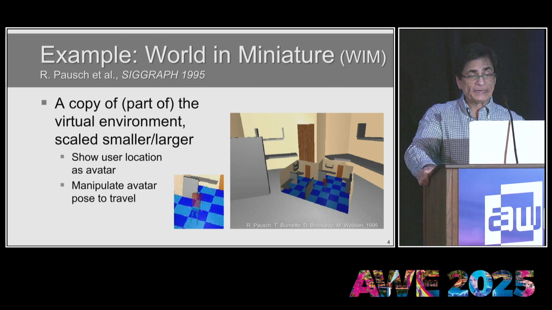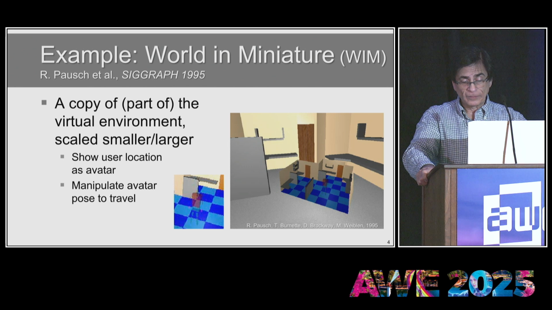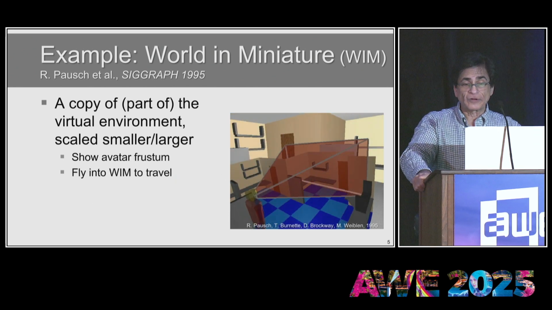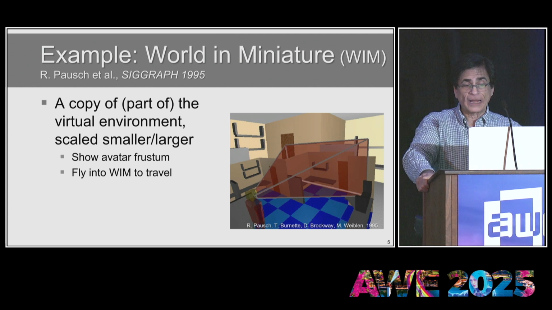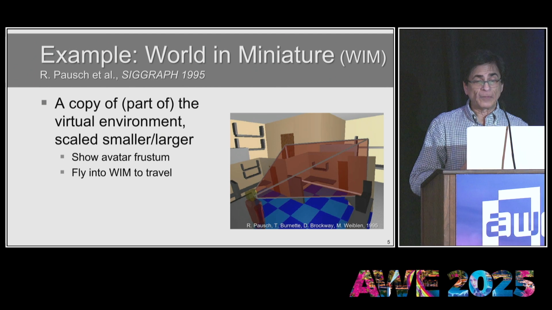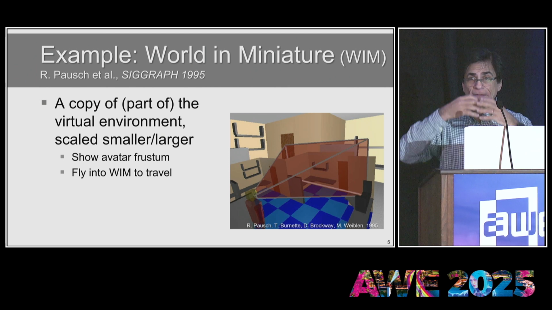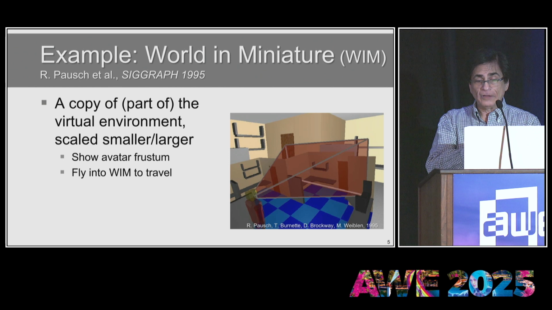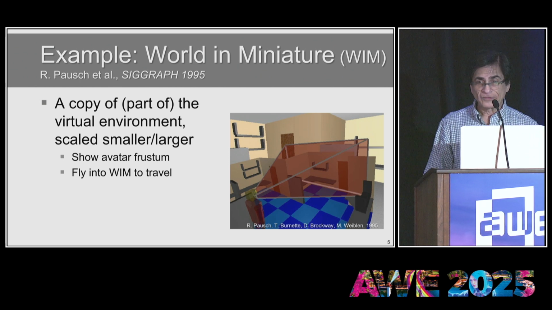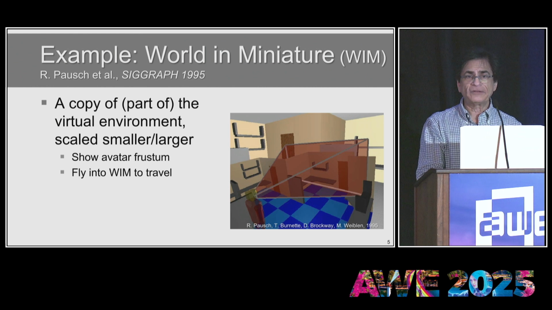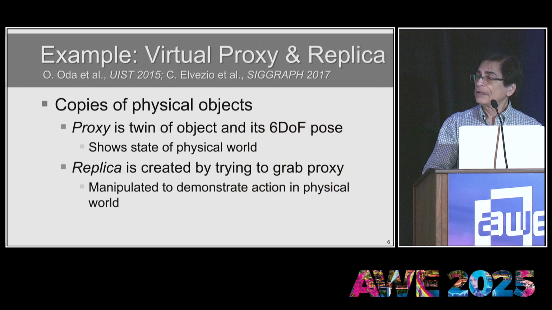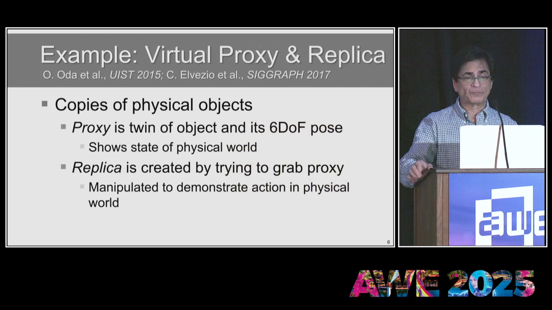And the idea is you might manipulate that avatar pose to travel, or you might show, let's say, the view frustum of the avatar. And in their work, they also looked at how when you traveled, instead of literally traveling in the full-scale world, you might fly your view, dolly your view into the world in miniature and then take over the world in miniature, which now completely surrounds you. So really useful technique that many systems are using now, but maybe not as many as I think should. So let me switch to a very different kind of proxy.